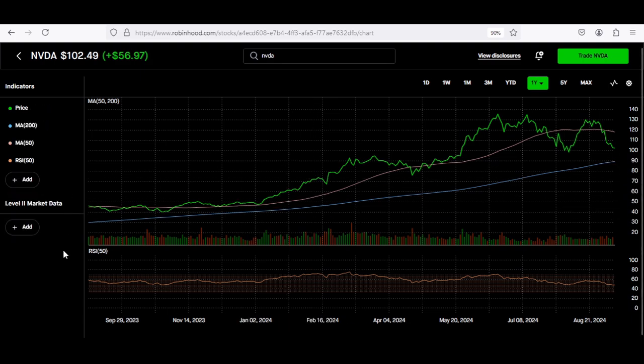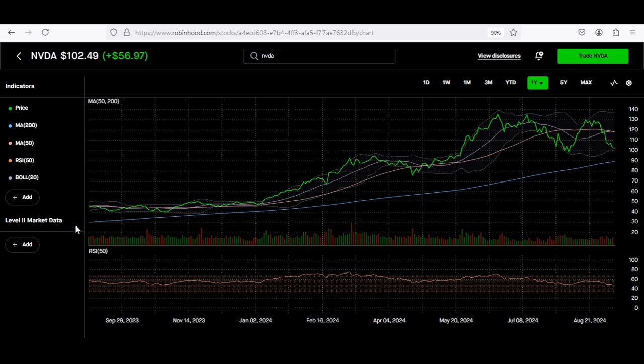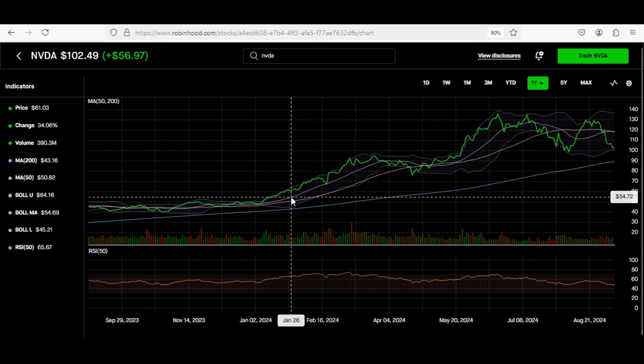Now, if you're a more advanced trader and you want to get even more indicators, feel free to hit this button down here that says add. You go ahead and hit add, and then you could add some more indicators. One of the indicators you could add, which most traders use, is going to be the Bollinger Bands. Let's go ahead and click into it, and it should appear right here.